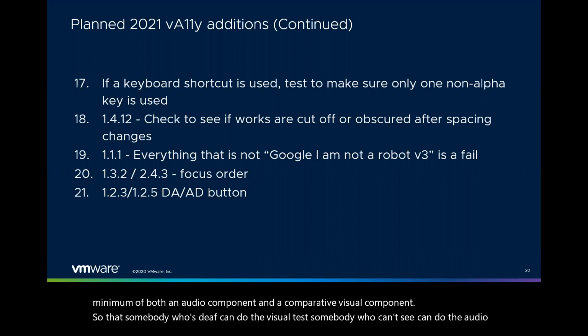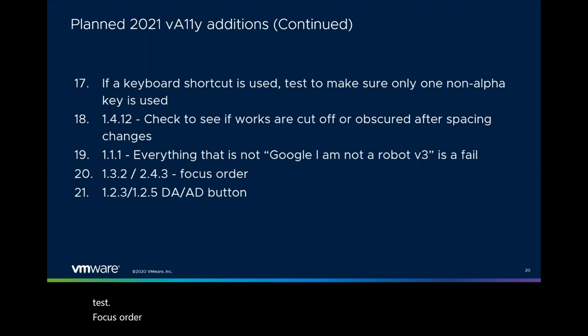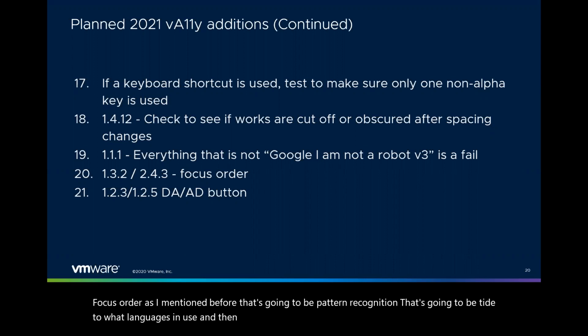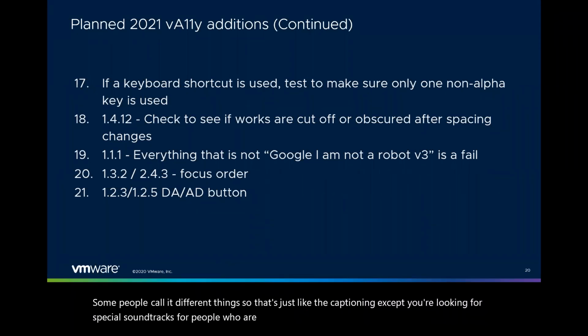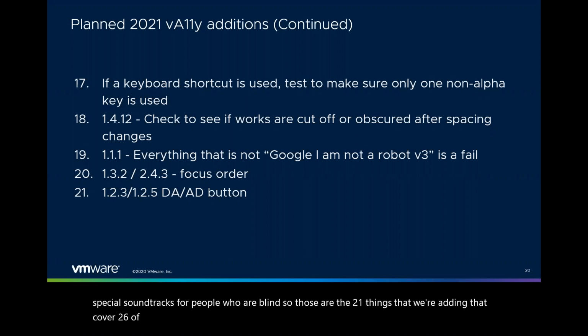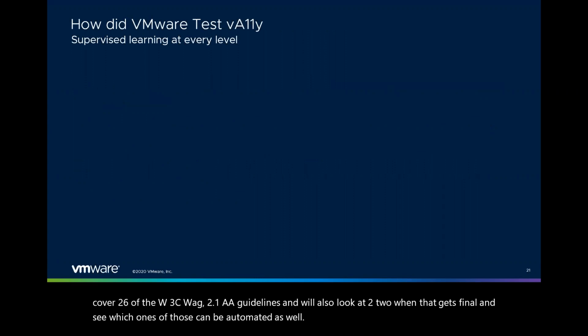Focus order, as I mentioned before, is going to be pattern recognition. That's going to be tied to what language is in use. And then finally, described audio, or audio description, depends. It's the same thing. It's just that different people call it different things. It's just like the captioning, except you're looking for special soundtracks for people who are blind. So those are the 21 things that we're adding that cover 26 of the W3C WCAG 2.1 AA guidelines. And we'll also look at 2.2 when that gets final and see which ones of those can be automated as well.